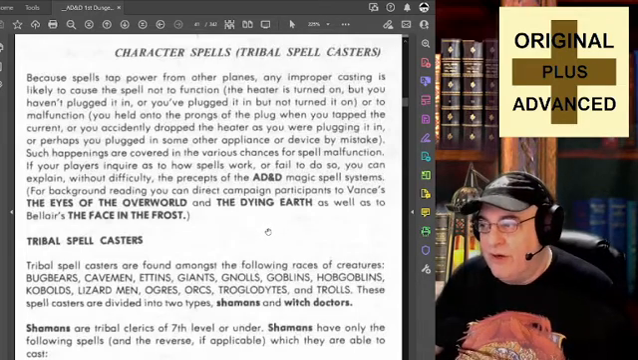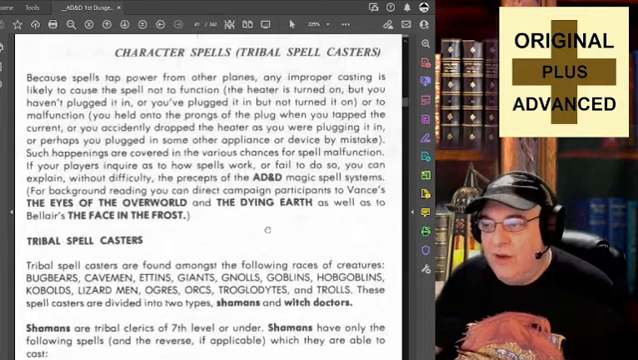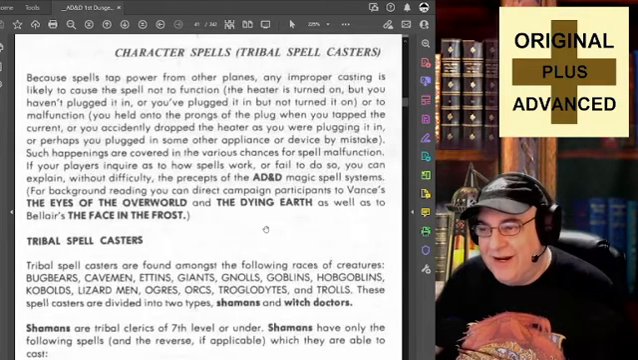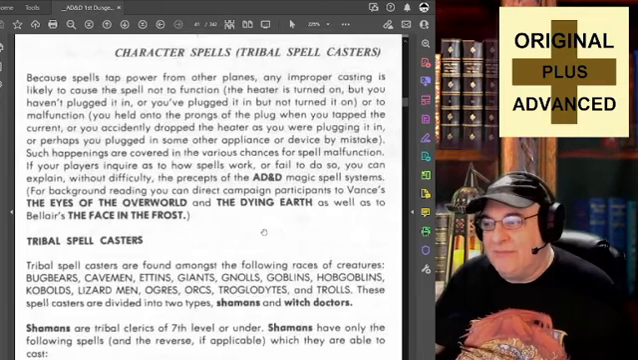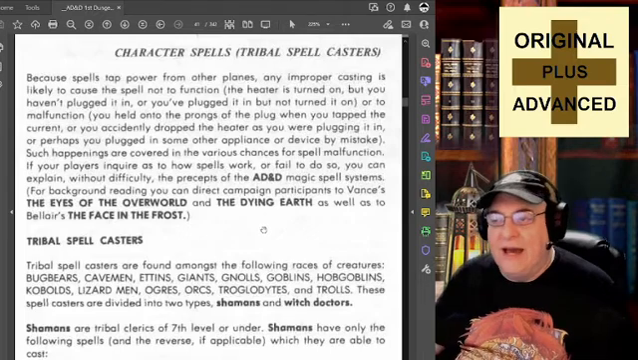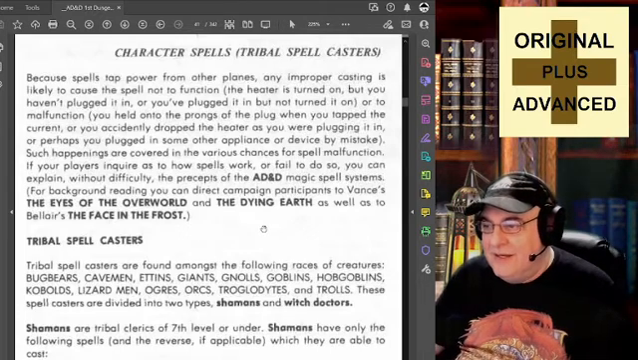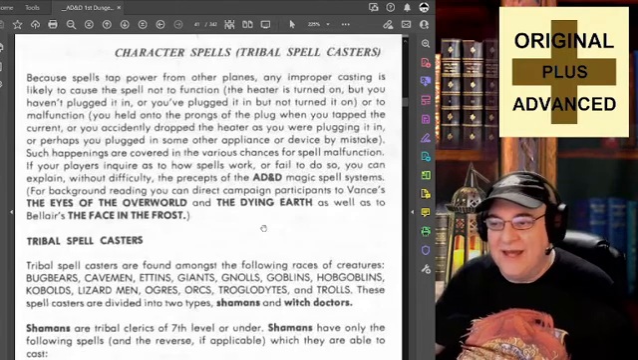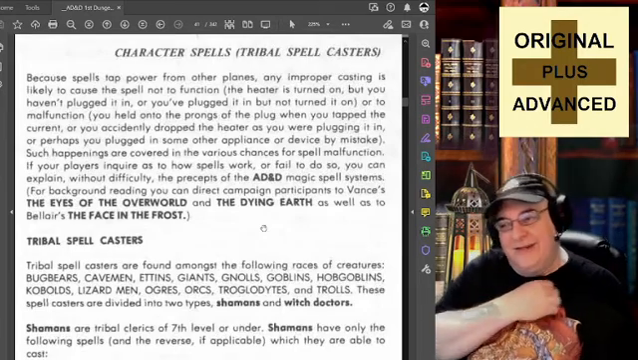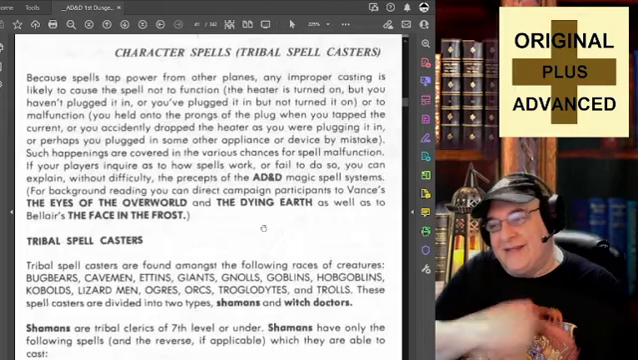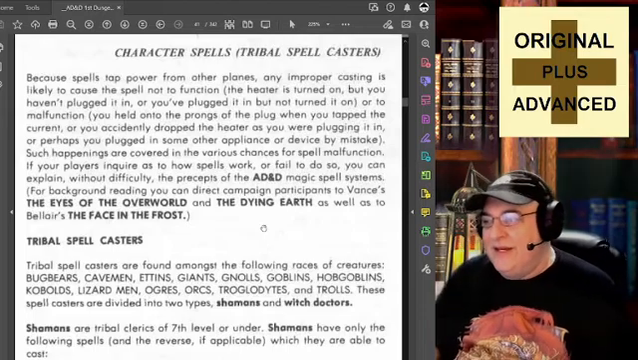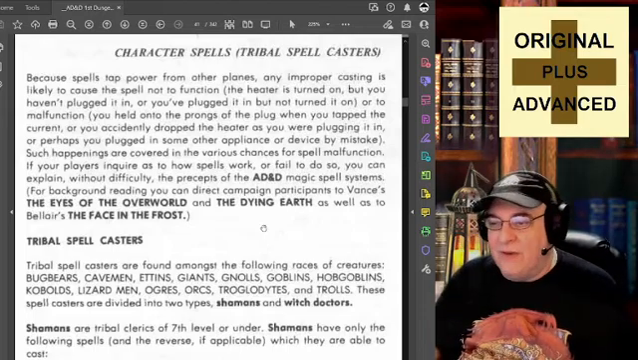Or to malfunction. You held onto the prongs of the plug when you tapped the current, and you accidentally dropped the heater as you were plugging it in, or perhaps you plugged in some other appliance or device by mistake. It's an interesting analogy. Some such happenings are covered in the various chances for spell malfunction.